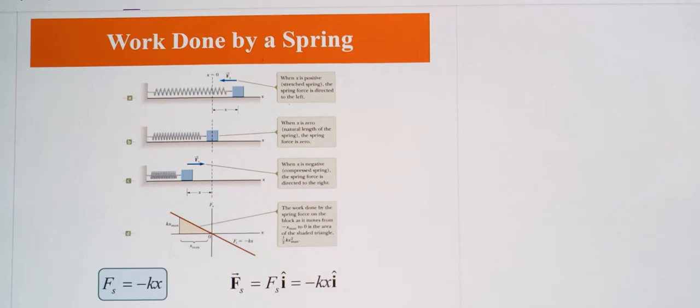Energy is measured in joules, and energy is a scalar. Force is a vector, and the unit of force is the newton. So they are completely two different things. One is a vector, one is a scalar. One unit is newton, the other unit is joule.